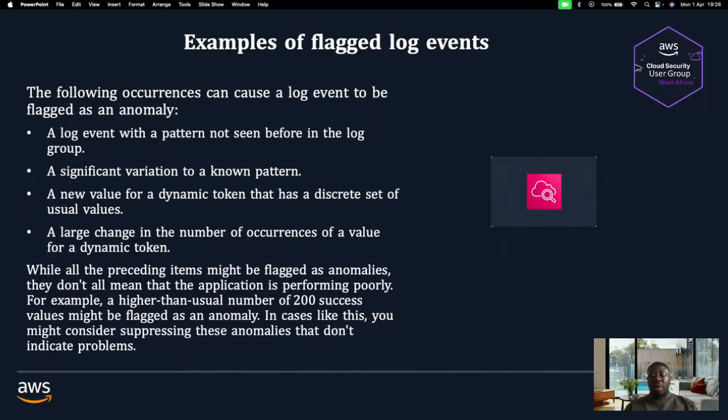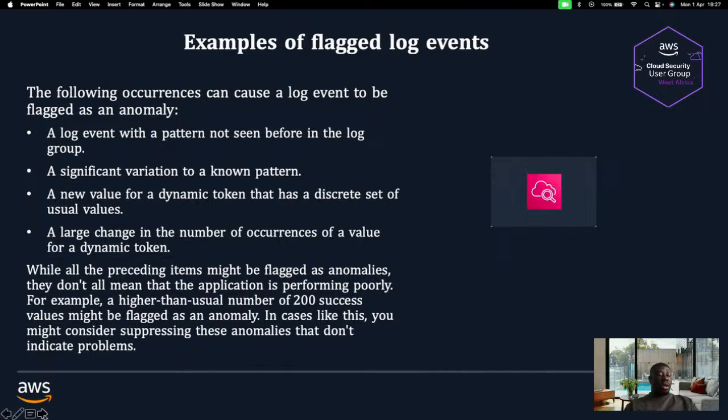Also, in particular cases where you already know that these values are normal, and the system decides to flag them even though they are normal, you can proceed to do something like suppression. You can suppress these anomalies that don't have any problems attached to them. That's an easy way of going about this as well.